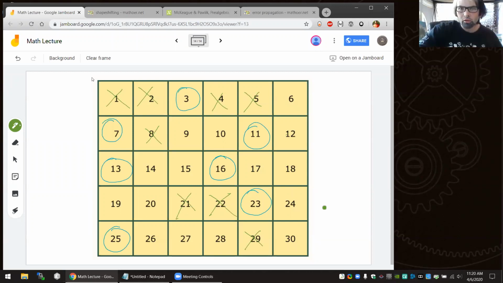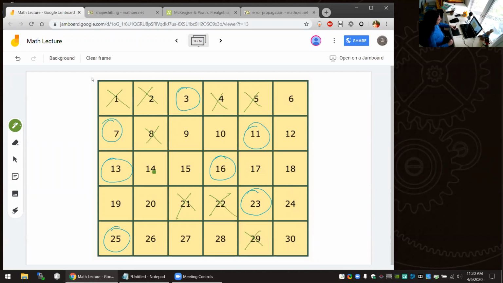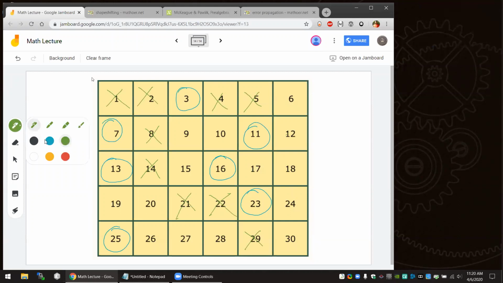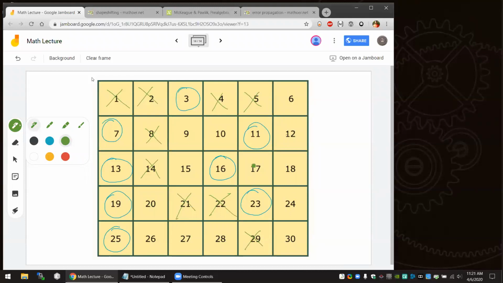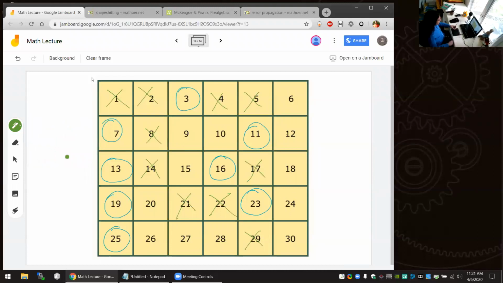14. So if green gets 14, 7 and 2 are already taken, so no reply there. Okay, blue. 19. 19 is prime, so no response. Green, you get to start anywhere you want. 17. 17 is also prime, so no response from blue.